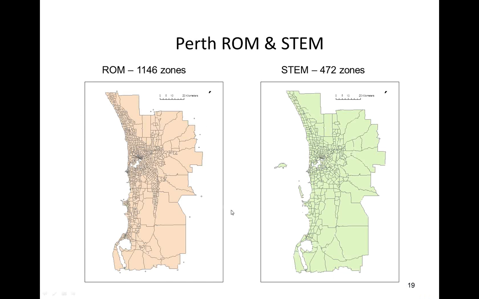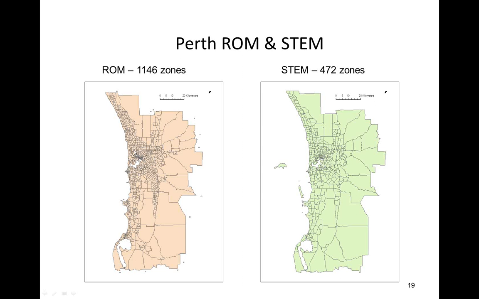Okay. Now, this slide in front of you is called the zoning system. And this is the foundation of the four-step model. Say, in this case, it's Perth. On the left side is the ROM model, or the regional operational model, and the right side is the strategic transport evaluation model. One is operated by the Department of Transport or Department of Planning, and the left side is operated by Main Roads WA. It's the same city, but the resolution of zones is different. Here you have 472 zones, and on the left side 1,146 zones.